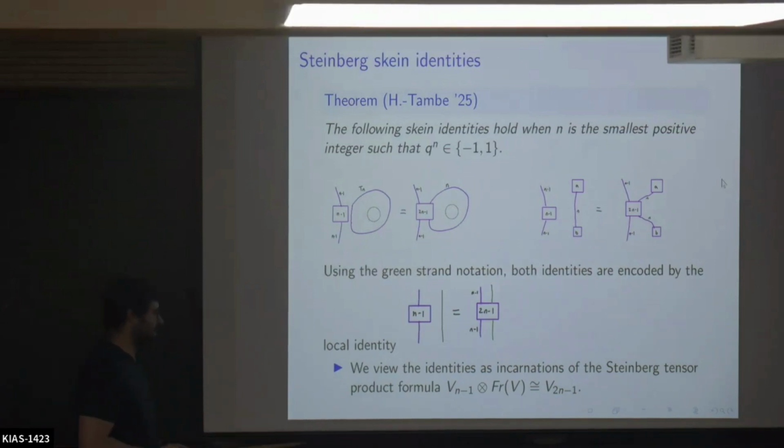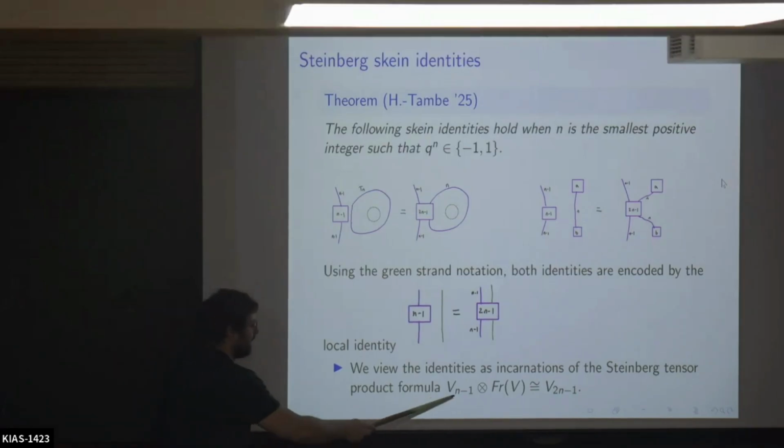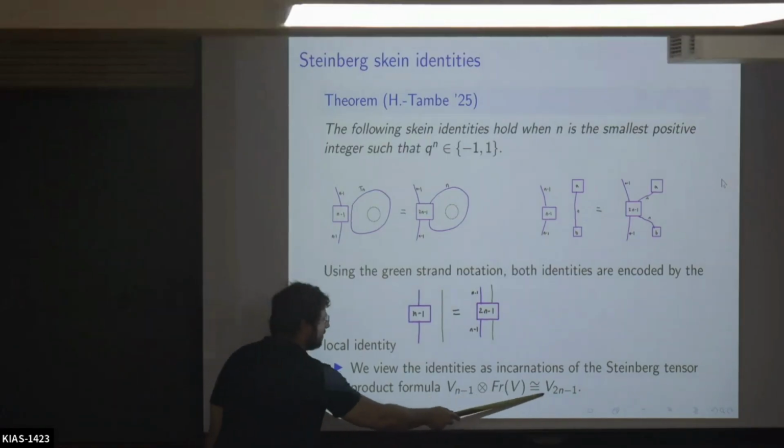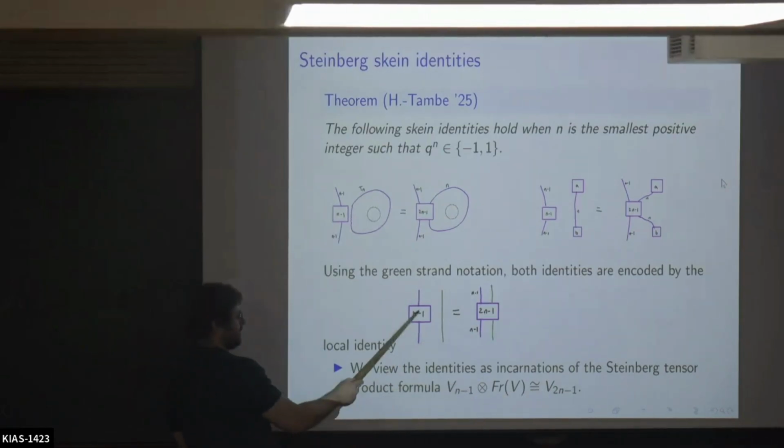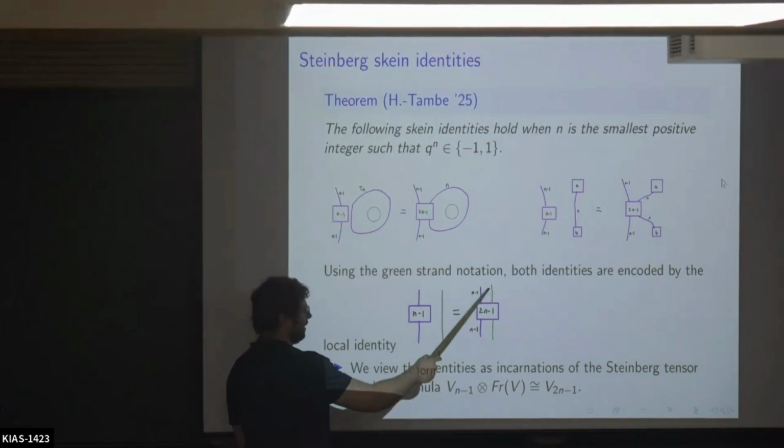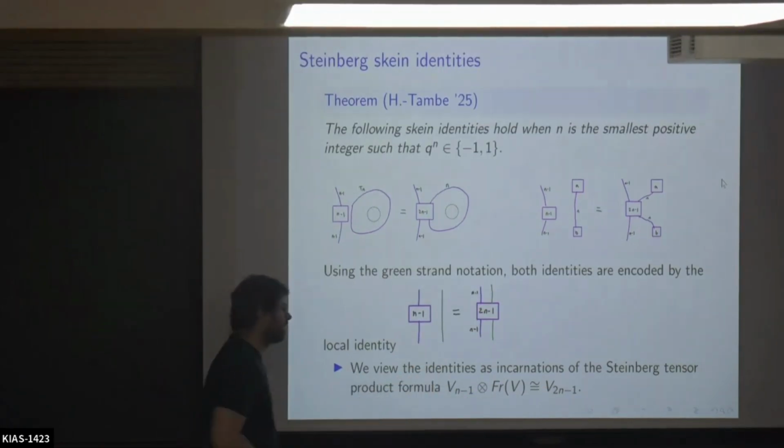And we view these as incarnations of the Steinberg tensor product formula: if you have V_{n-1} tensor the Frobenius of V, you get V_{2n-1}. V_{n-1} corresponds to Jones-Wenzl n minus 1, the Frobenius corresponds to a green strand, and V_{2n-1} corresponds to Jones-Wenzl 2n minus 1.